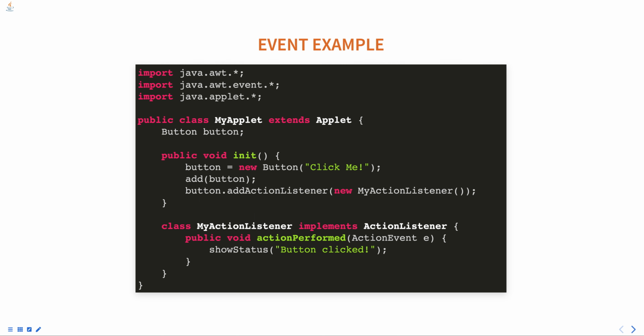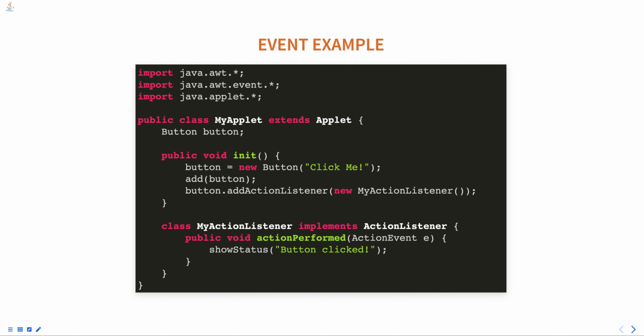In this example, the myApplet class extends the Applet class and overrides the init method. Inside the init method, a button is created and added to the applet's display area. An instance of myActionListener class is created and registered with the button using addActionListener method.